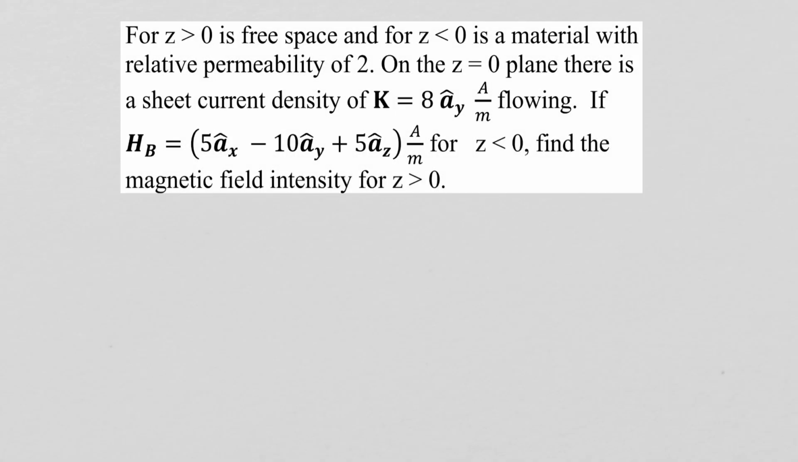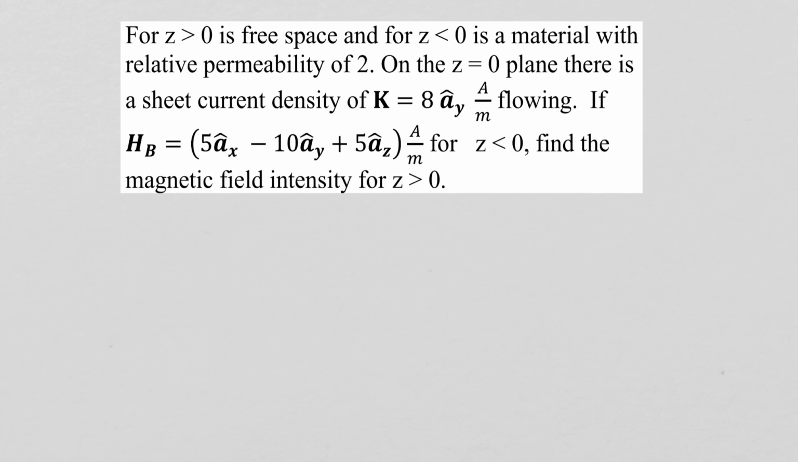Let's work a magnetic boundary condition problem. For Z greater than 0 is free space, so the relative permeability is 1. For Z less than 0 is a material with relative permeability of 2. On the Z equals 0 plane, we have a surface current density flowing of 8 amps per meter in the y direction, and you're given the magnetic field intensity for Z less than 0.